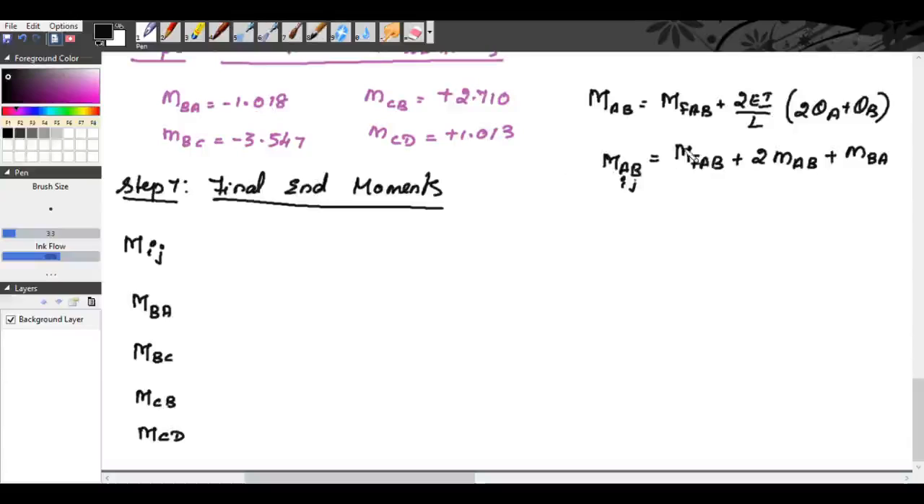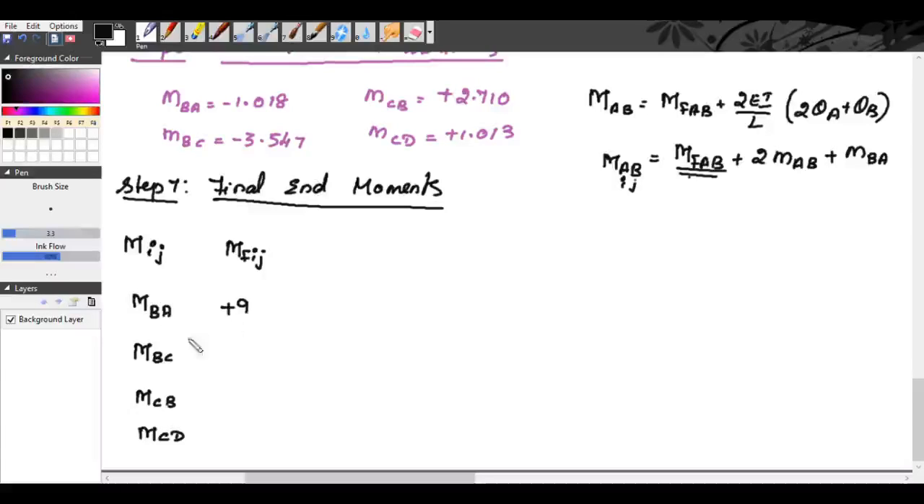Now we will find this, that is MFIJ, the fixed end moment. In general A is represented as I and B is represented as J. So now here I is B, J is A: MFBA is the fixed end moment for AB, determined in our first step.